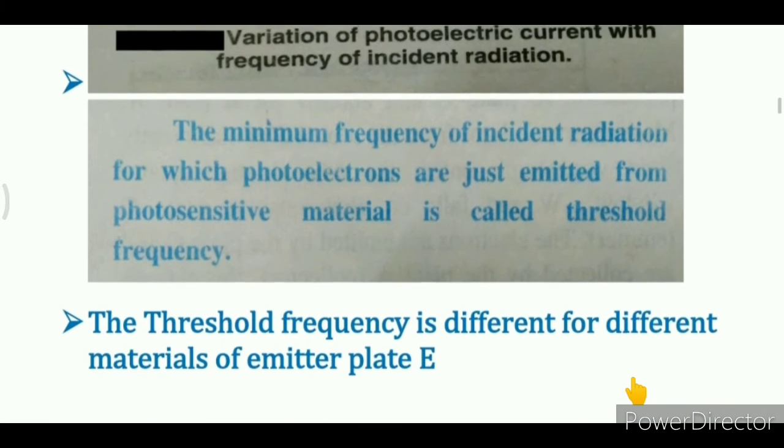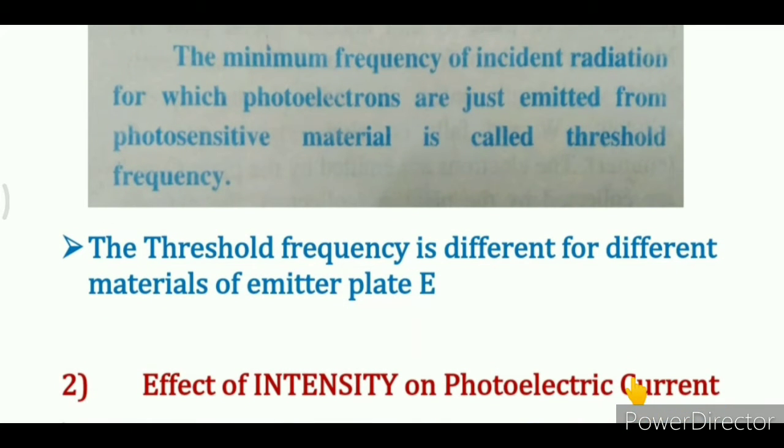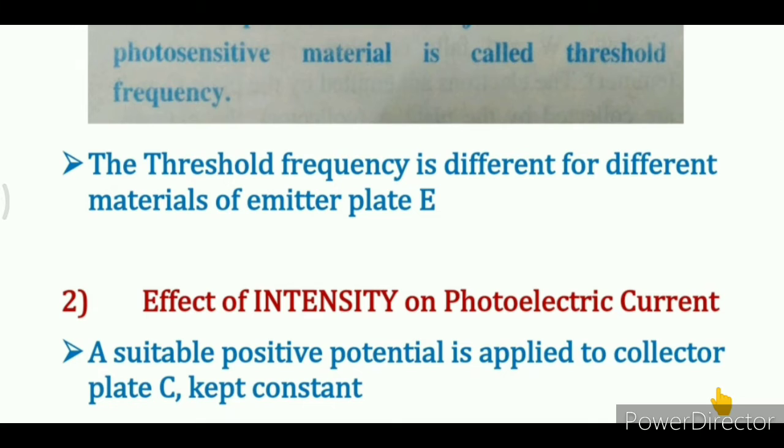Now next, let us see the effect of intensity on photoelectric current. To observe this effect, first of all, whatever suitable positive potential is applied to the plate C is to be kept constant. It will be as it is.